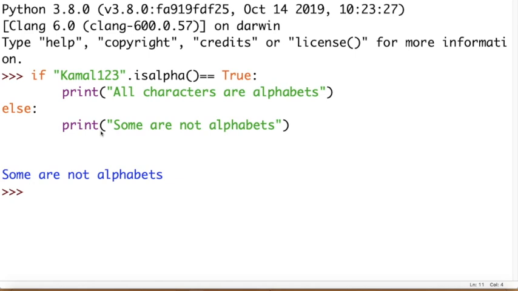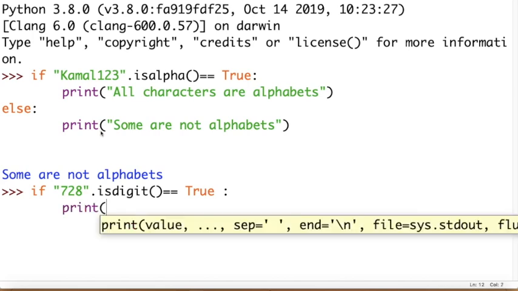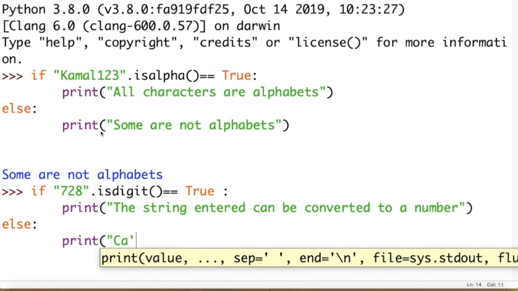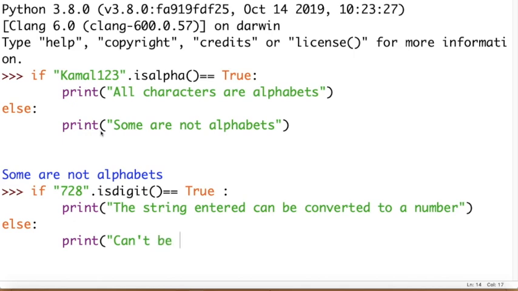Now let us go to the next function, isDigit. If 728 as a string dot isDigit equal to true, print the string entered can be converted to a number. Else we can say print can't be converted to a number. Let us execute this code and see what happens.